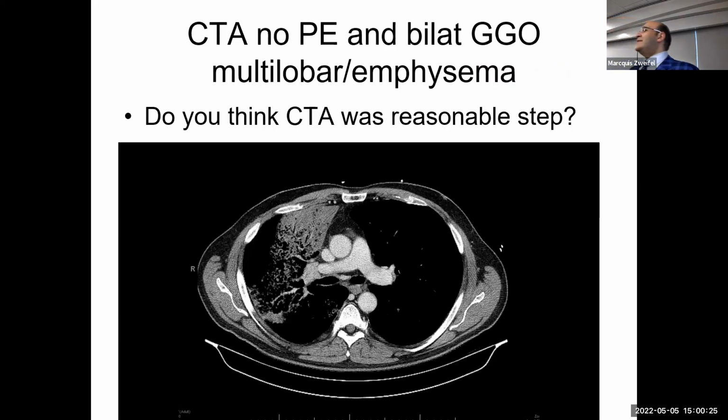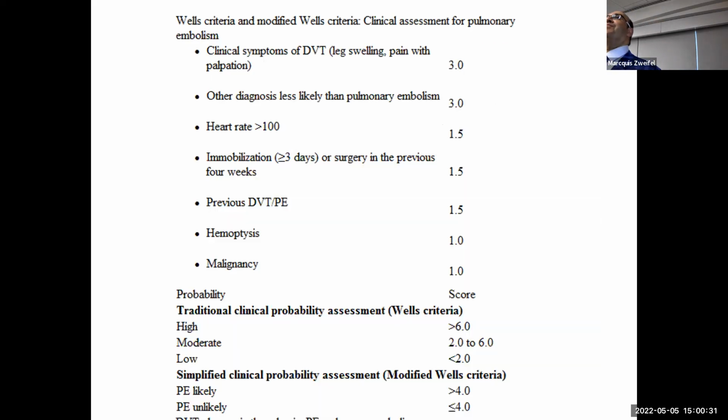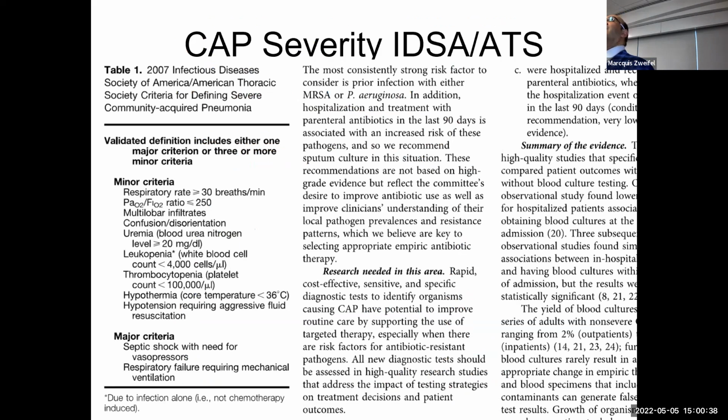They sent him for CT angio, okay? And CT angio showed no PE, showed the pneumonia, and showed he has emphysema. This is the Wells score that I calculated, 1.5. Okay, we talked about pneumonia severity, so I will just go quickly through that. Our patient has all these pneumonia severity criteria.